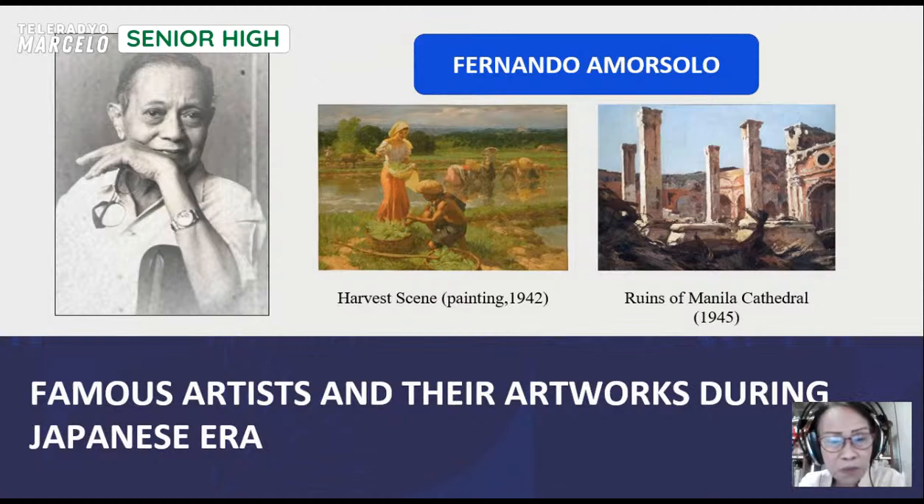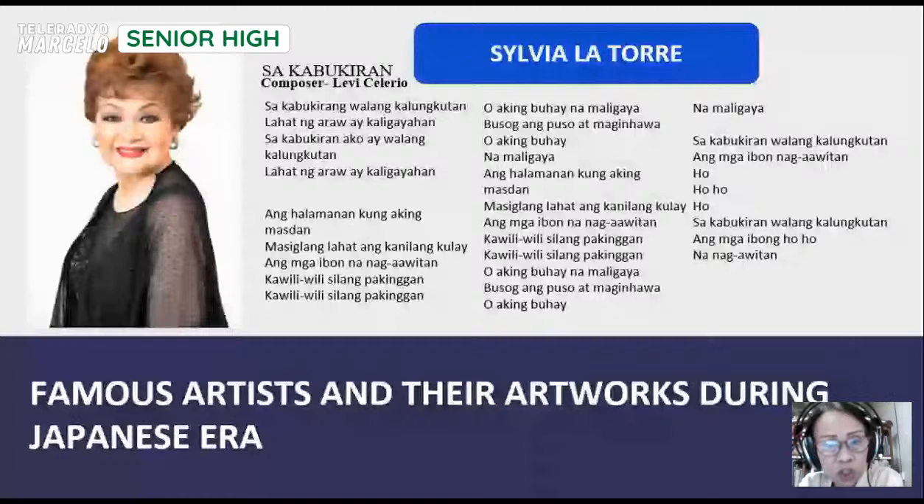And in music, we have, wow, Sylvia La Torre. I don't know kung kilala niyo si Sylvia La Torre. Pwede ninyong tanungin ang nanay, tatay ninyo. Pero kung familiar kayo, you know what, one of the famous songs of Sylvia La Torre is Sa Kabukiran, composer Levi Celerio. Levi Celerio is our World Guinness Record holder, the only Filipino musician who can play music or melody sa pamamagitan ng dahon lang. Dahon lang po. Yan po si Levi Celerio natin. So siya po ang nag-compose ng Sa Kabukiran.